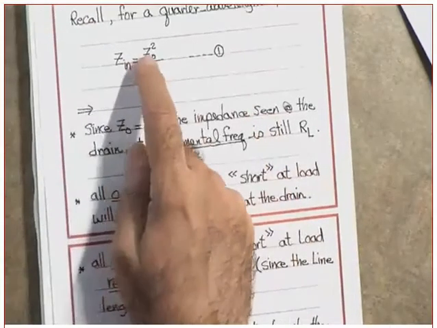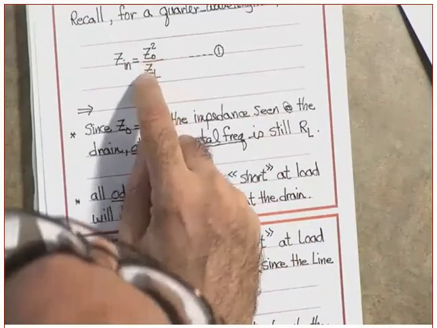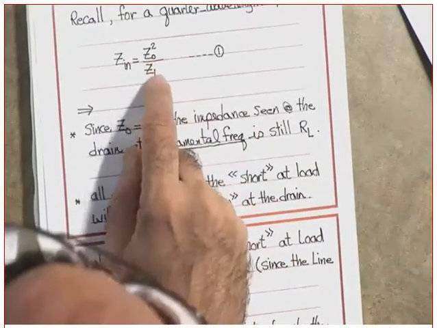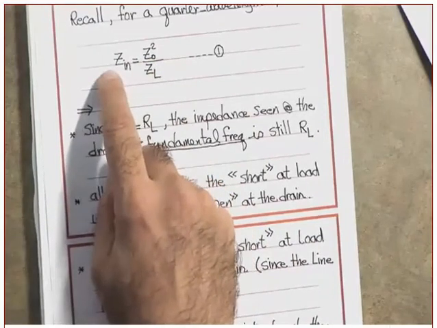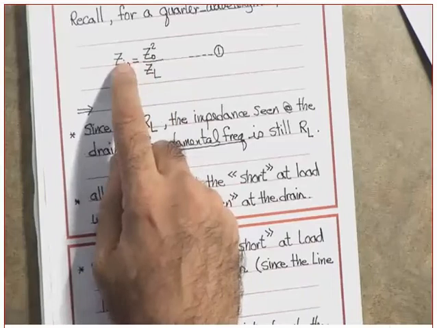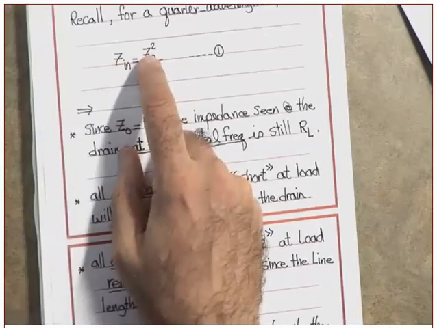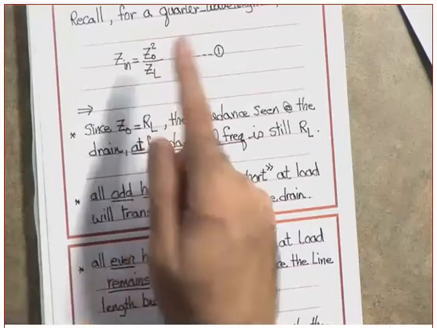When I say Z in equals Z naught square over ZL, it tells you that whatever the ZL is, if the ZL, for example, is inductive, this one will be capacitive. If this is capacitive, this one will be inductive. Why? Because Z naught is real. Yes?